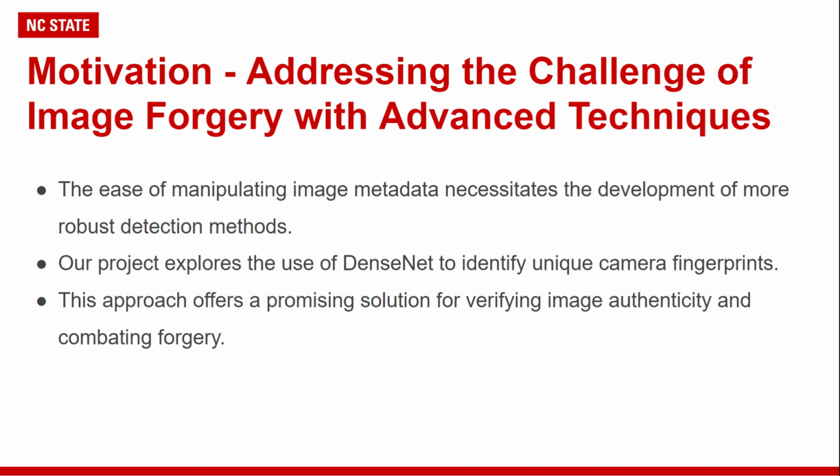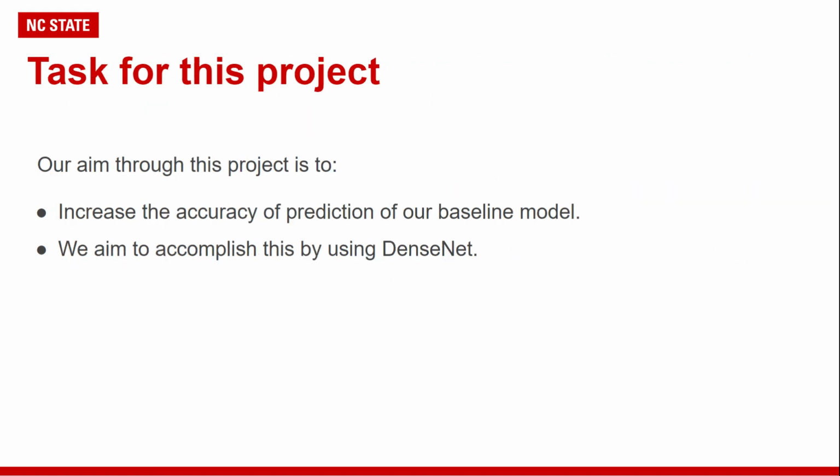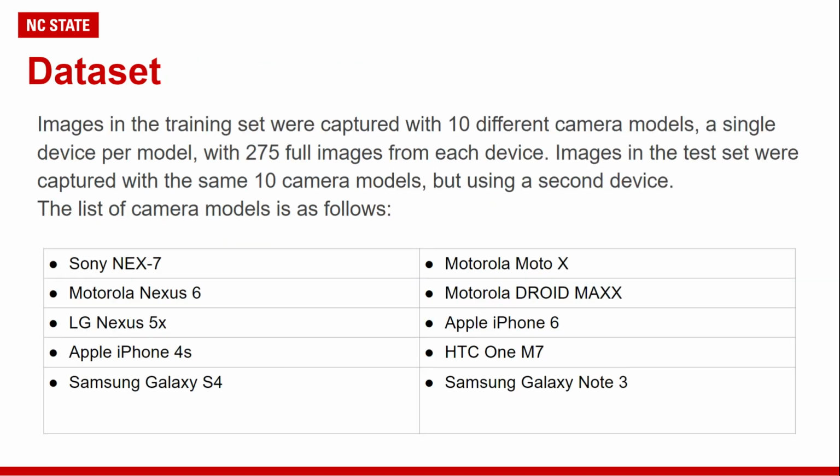The motivation behind this challenge was to address the challenges of image forgery with advanced techniques. This basically helps in forensic analysis, and this project explores the use of DenseNet to identify unique camera features or fingerprints. The task was to improve the accuracy of prediction over the baseline model, and we did this using the DenseNet model.